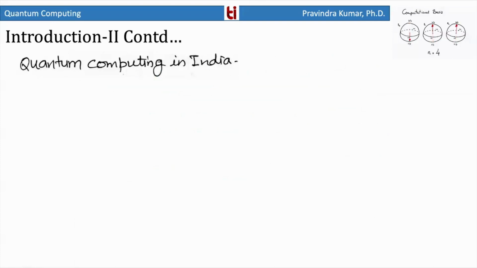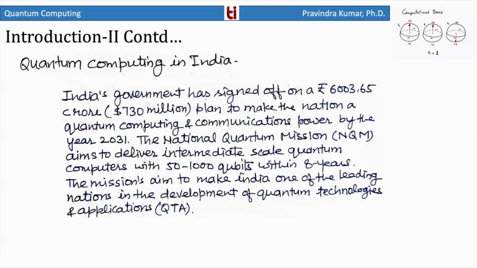Now we come to quantum computing in India. The Indian government has signed off around 6,000 crore rupees, or $730 million, and plans to make the nation a quantum computing and communications power by the year 2031. The National Quantum Mission aims to deliver intermediate scale quantum computers with 50 to 1000 qubits within 8 years. The mission aims to make India one of the leading nations in the development of quantum technologies and applications.